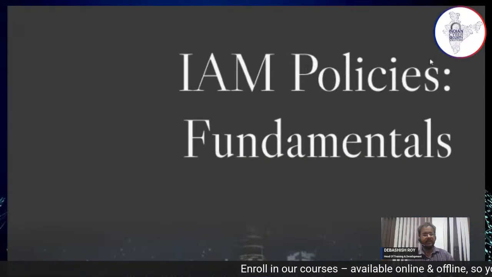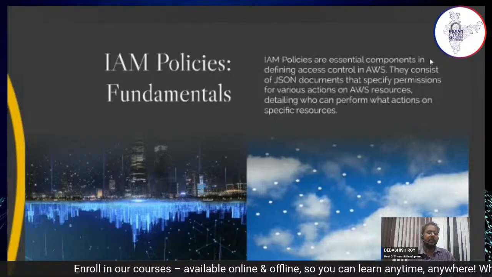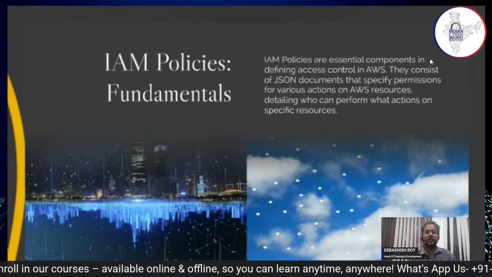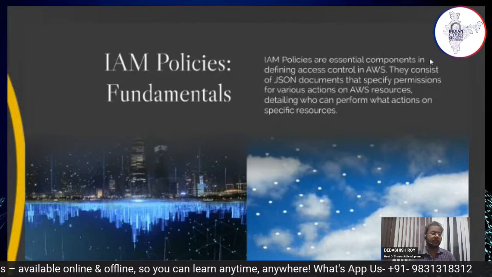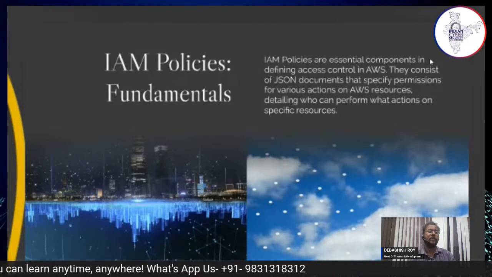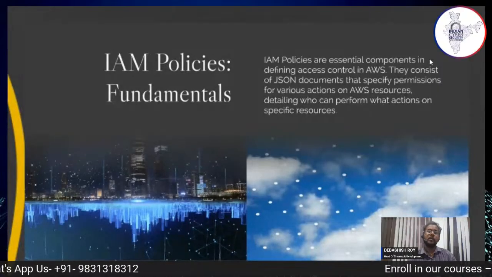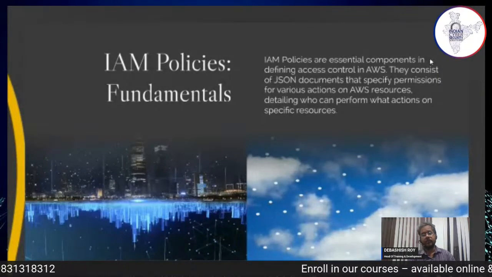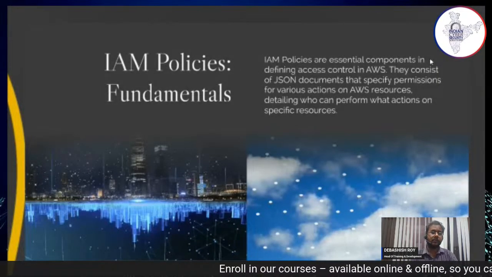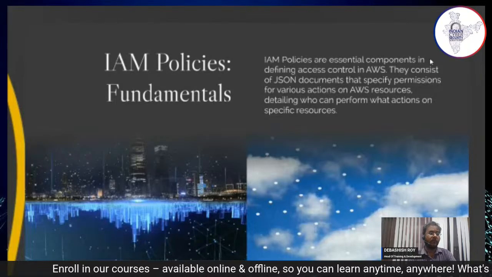Then the IAM policies. So one is the role, one is the policies, not so different, but it is almost the same. IAM policies are essential components in defining access controls in AWS, and they consist of JSON documents, JavaScript Object Notation. You can actually see the policy document there in the JSON, and it specifies permissions for various actions on the AWS resources, and it describes who can perform what actions on specific resources.